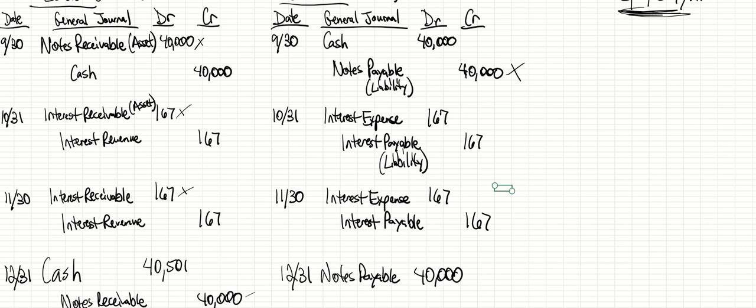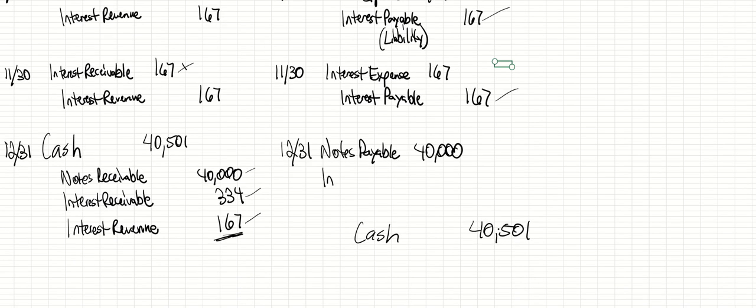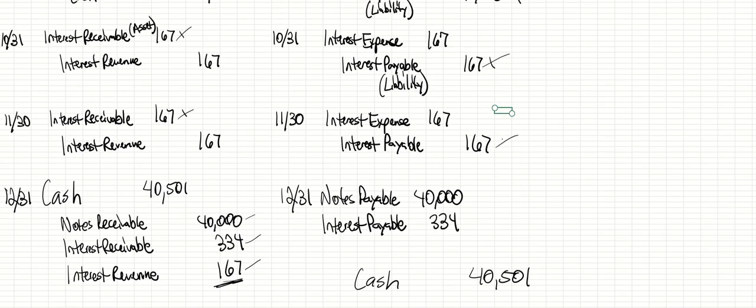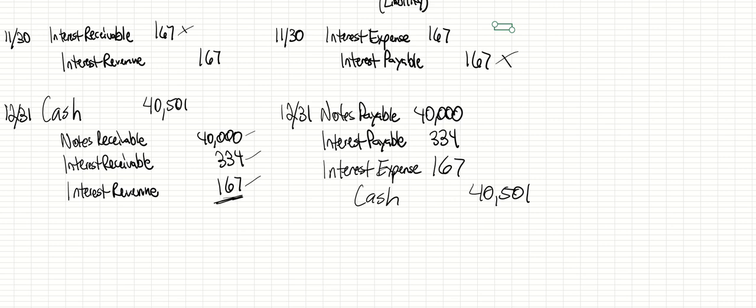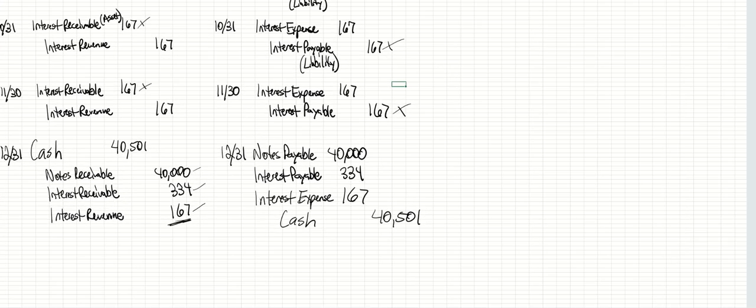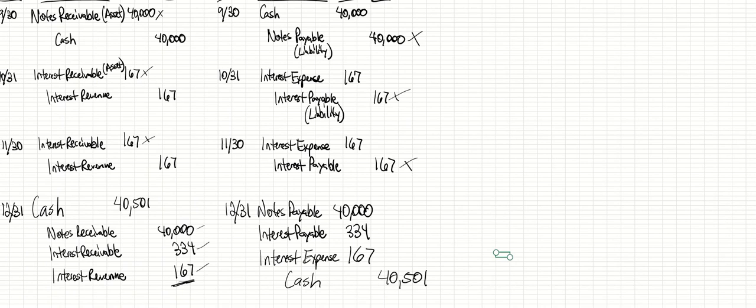Then next up, we have interest payable. We see that we've accrued interest in October and November of $167 each. So we add those two together. That's going to give us $334, which means we're going to debit interest payable by $334. That's going to eliminate the payable balances. Then, since this is another month, we're also going to have to record interest expense for $167. So when you add notes payable plus interest payable and interest expense up, you're going to get a cash amount of $40,501.